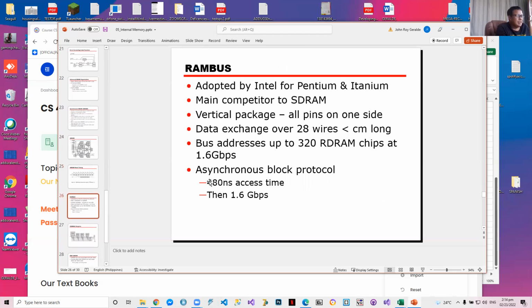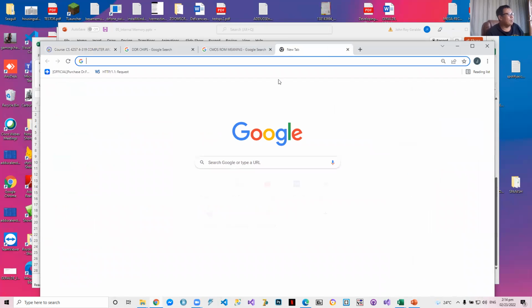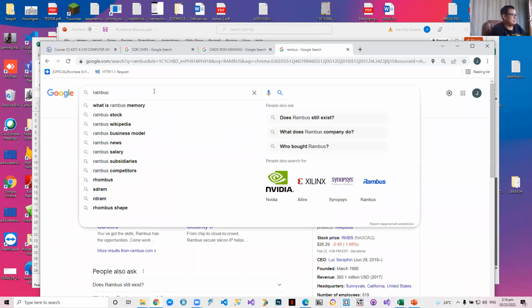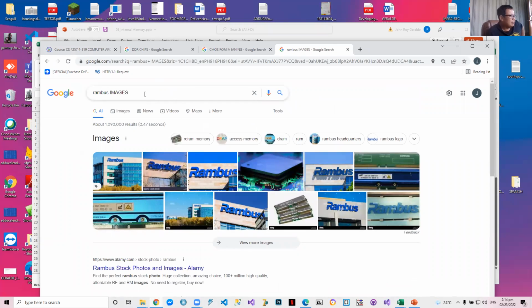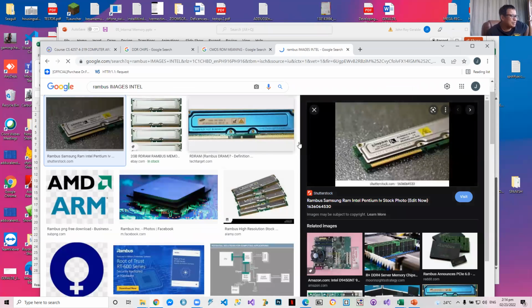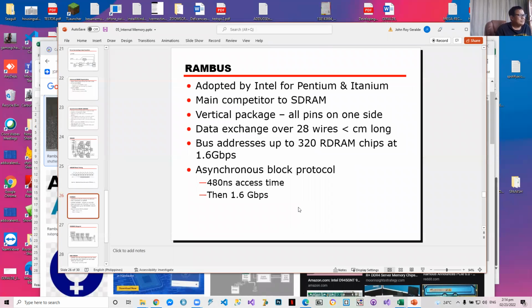Burst mode. RAM bus used to be a very popular bus, rather a type of RAM. Let's have a Google. It was developed by Intel. It's much faster than DDR. The main advantage of a RAM bus is it can have higher clock cycles. This used to be a very expensive type of RAM. There's also Kingston, but this was originally developed by Intel. It failed because it was very expensive, it didn't sell. It can have very high frequencies, like 480 nanoseconds access time. But during those times, it was considered fast.